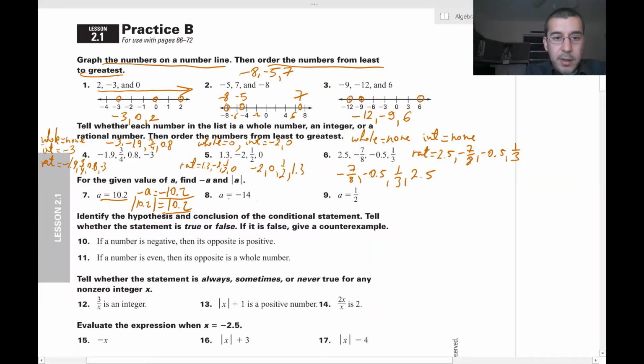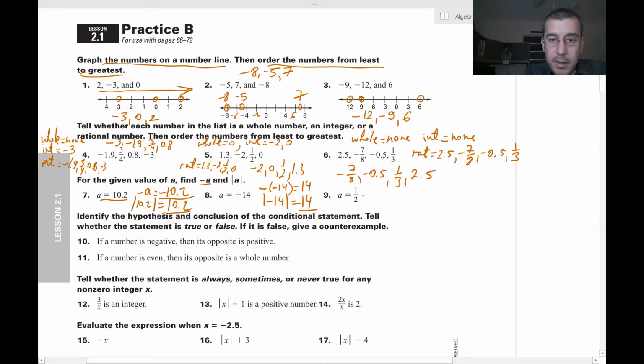Number 8, a is -14, so -a is minus, and then a is minus 14. So that's plus 14. And then the absolute value of a, the absolute value of -14 is 14, because the absolute value of a positive or negative number is a positive number. And we know that minus times minus is a positive number. Or two negative numbers is a positive number.